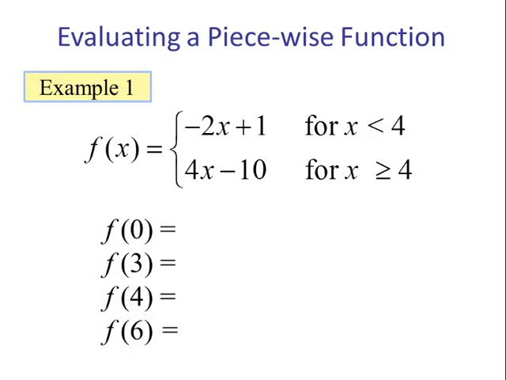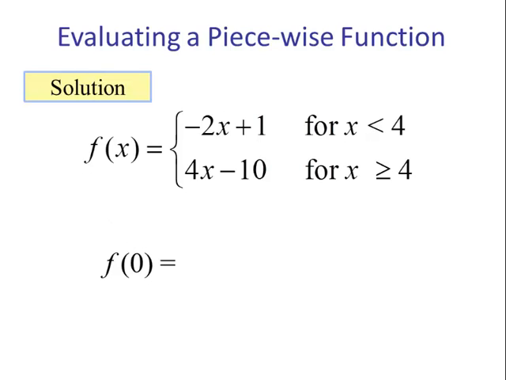Example 1: f of x equals 2x plus 1 for x less than 4, and 4x minus 10 when x is greater than or equal to 4. We want to evaluate these numbers. Solution. So when x is 0, we want to find the value of the function. When x is 0, this tells me to use this function because 0 is less than 4, so I use this part of the function.